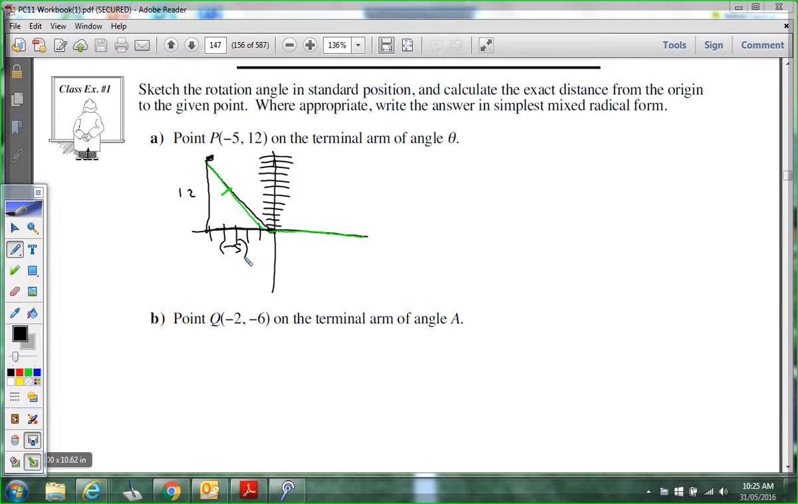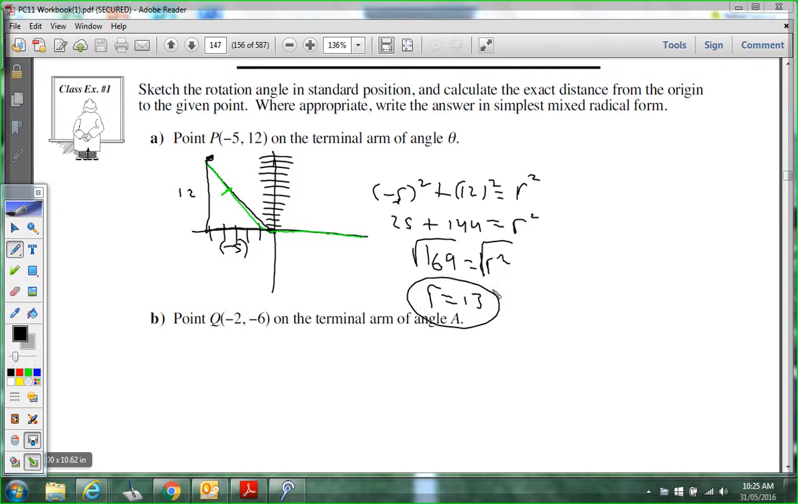So we go -5 squared plus 12 squared equals r squared, or whatever this distance is squared. Sorry, that's a 5. That's 25 plus 144, which is 169, and then we square root. So r is 13. We only write 13, not -13, because as it says above, r can only be positive.